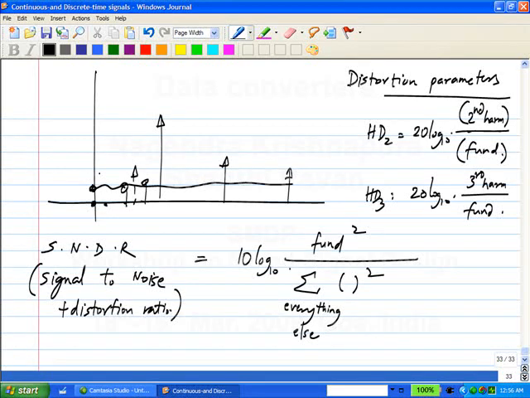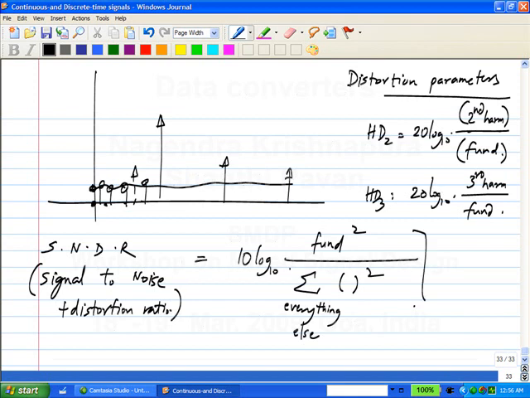Which one? In this one? No. Because the noise has a lot of bins. Maybe the strength is small, but you have a lot of noise bins. So this will certainly be less than either of them. So this is only distortion. This is distortion and noise.